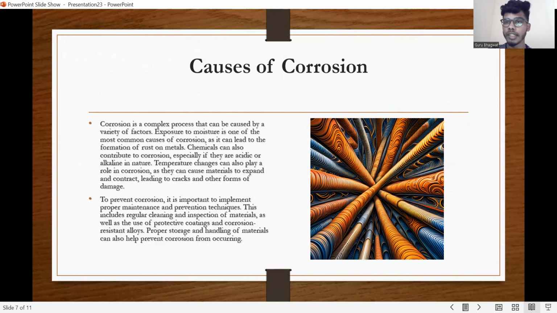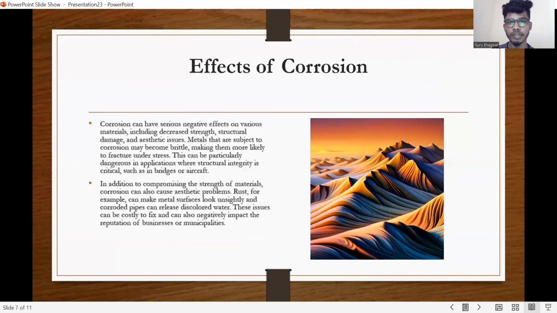This includes the regular cleaning and inspections of the materials, as well as use of protective coating. To protect the metals and alloys, we have to maintain proper maintenance and use different prevention techniques. Proper storage and handling of a material can help prevent corrosion from occurring. In the form of galvanic corrosion, the corrosion will be much faster. So we have to maintain proper maintenance and prevent that corrosion using different techniques.